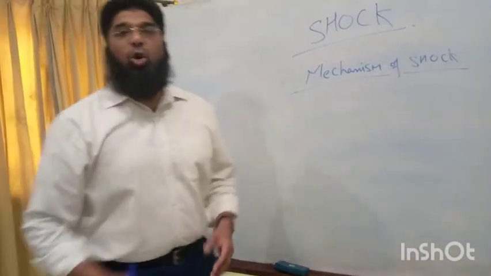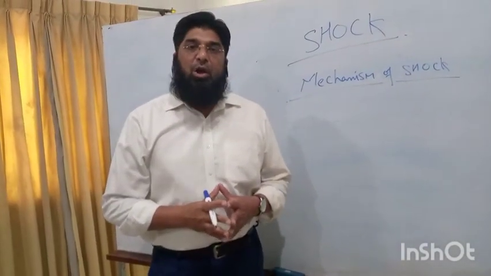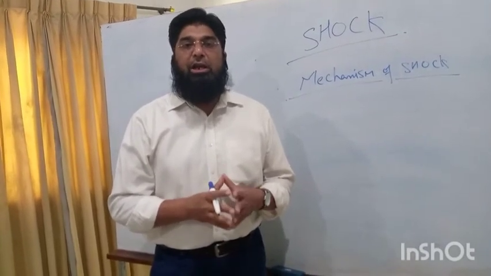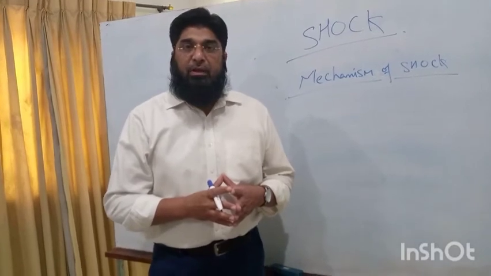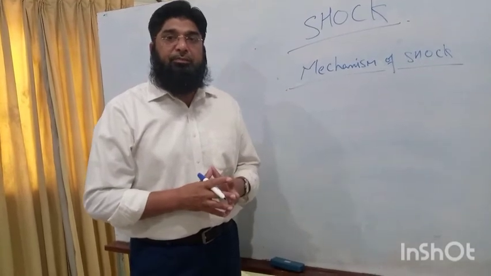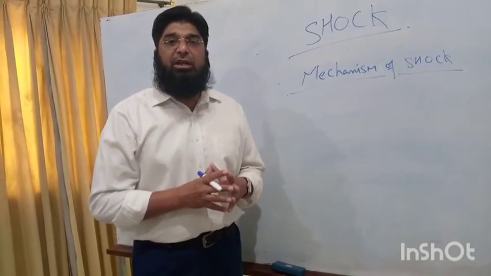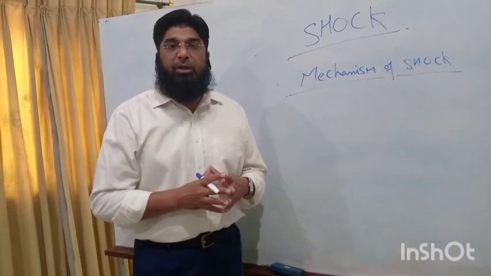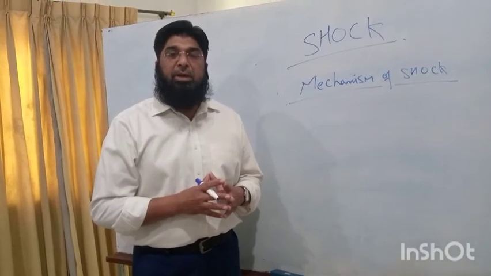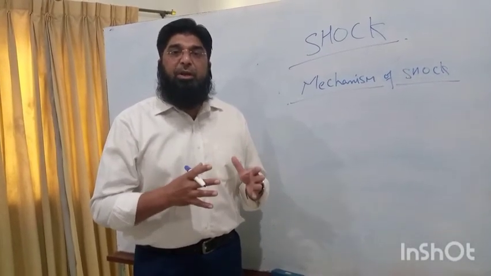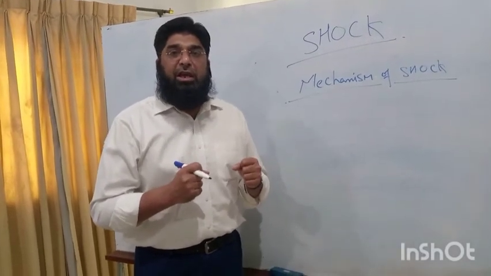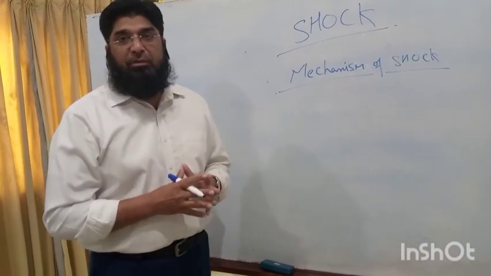Students, under normal circumstances, oxygen is required by the cells to carry out their routine metabolic activities. When there is inadequate oxygen supply to the cells, there is a deficiency of ATP required for cellular metabolism. This means ATP, which is the main source of energy for the cells, is decreased in conditions of hypoxia.